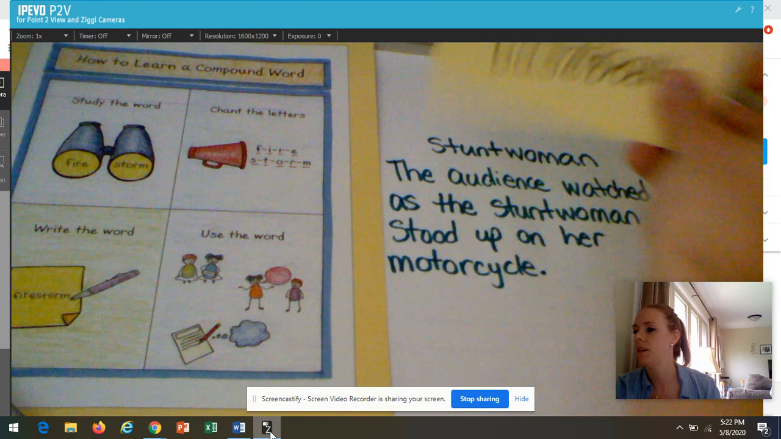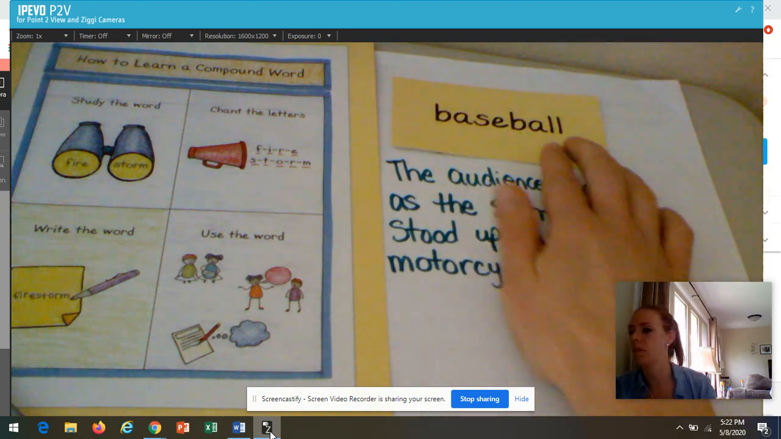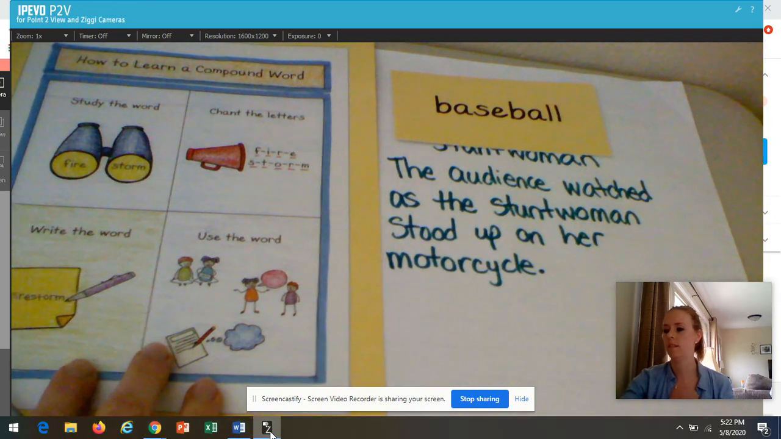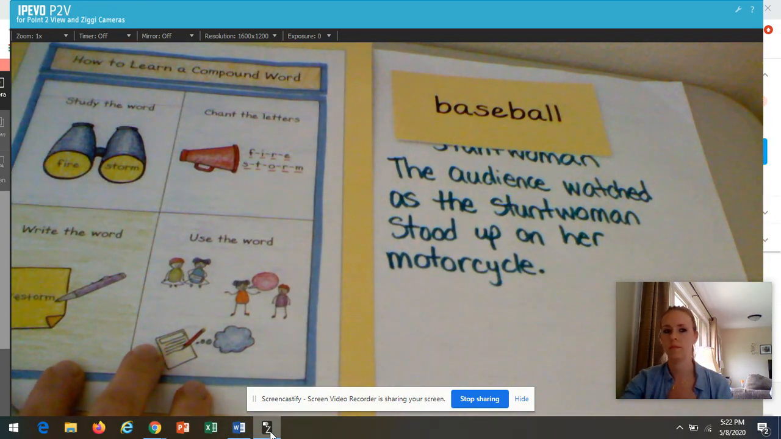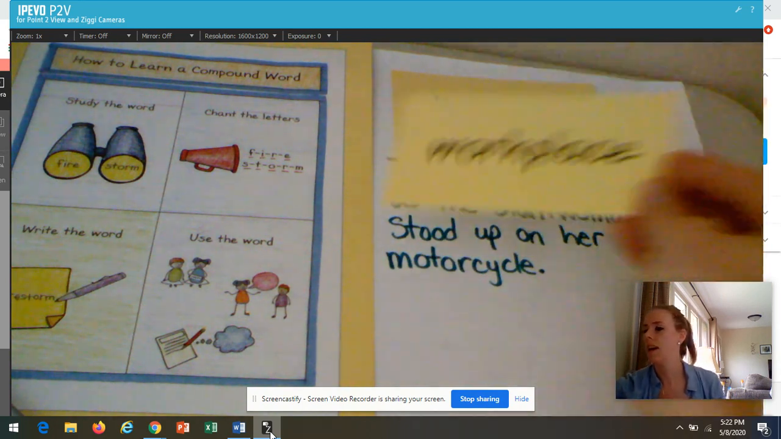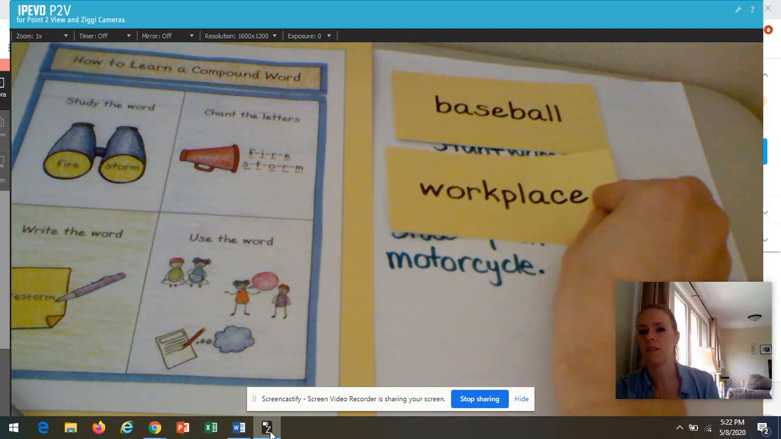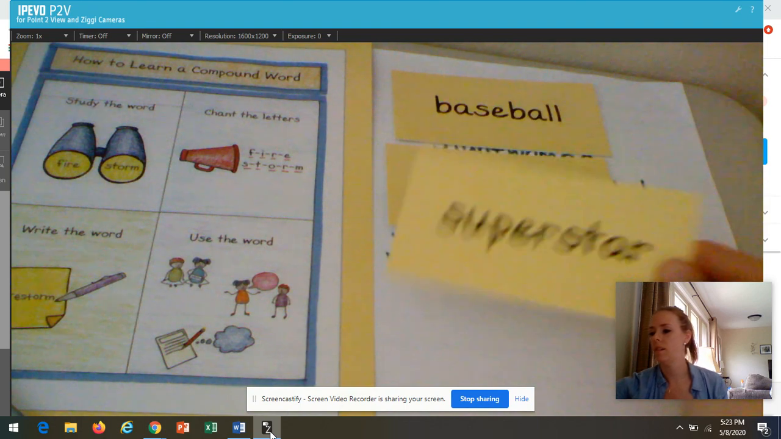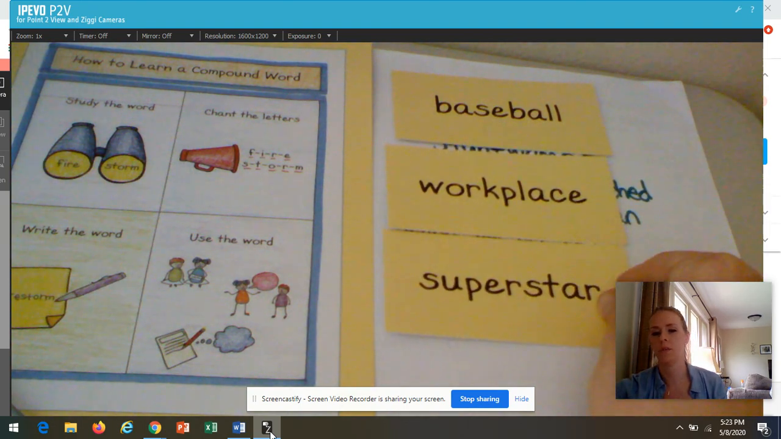All right, so the first word I want you to write down is baseball. That'll be the first compound word that you learn. Okay. And the next word I want you to write down is workplace. It's your next compound word. And then the last compound word is superstar.